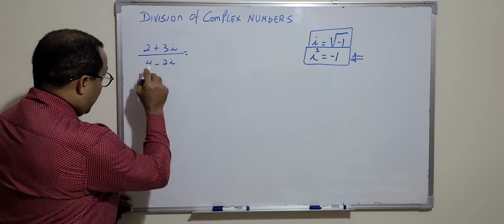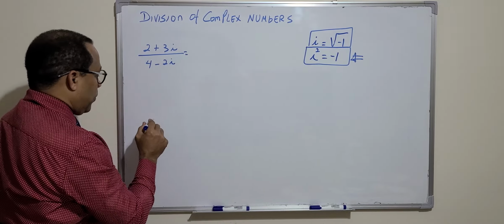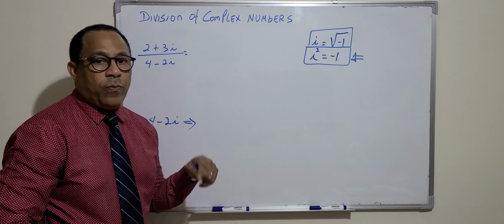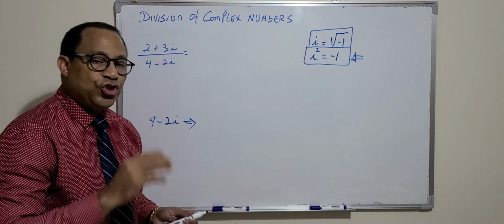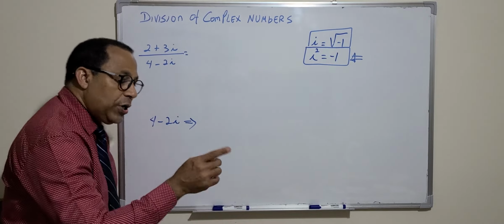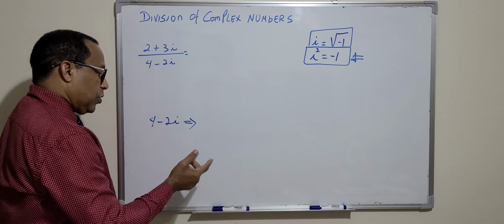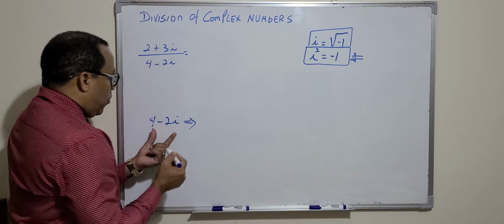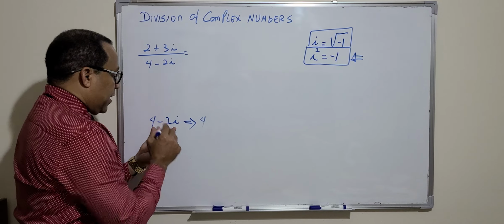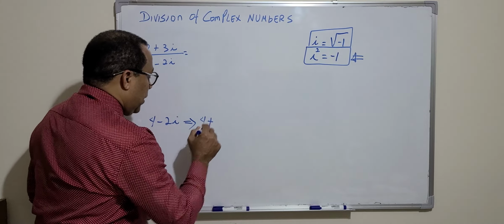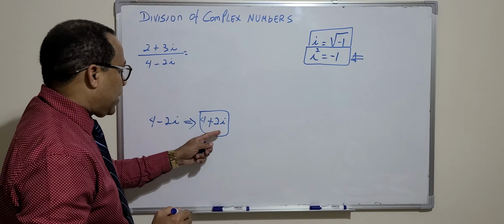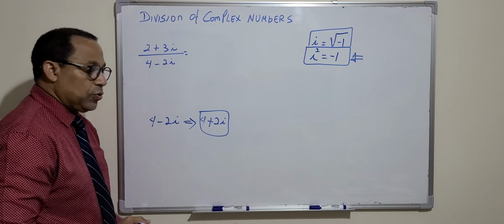For example, let's take 4 minus 2i. What is the conjugate of 4 minus 2i? Conjugate means just to change the sign between the terms to its opposite. Only the sign between the two terms. So the conjugate of 4 minus 2i will be the same 4. Instead of a negative sign, the opposite of a negative is a positive one. So this is 4 plus 2i. Therefore, 4 plus 2i is the conjugate of 4 minus 2i.